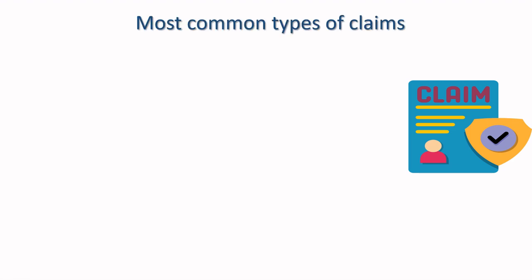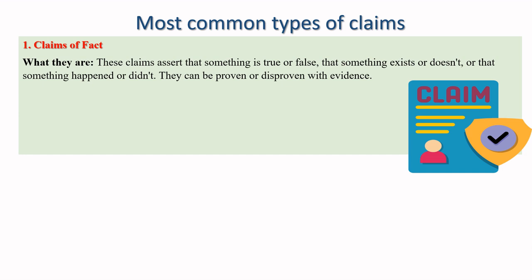This time, let's talk about the different types of claims. It's a fundamental part of constructing a strong argument, whether you're writing an essay, giving a presentation, or just debating with a friend. Here's a breakdown of the most common types of claims with examples to make them clear. Claims of fact. These claims assert that something is true or false, that something exists or doesn't, or that something happened or didn't. They can be proven or disproven with evidence.